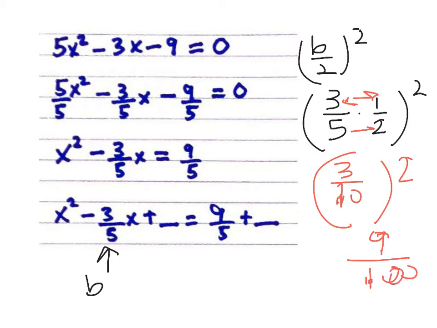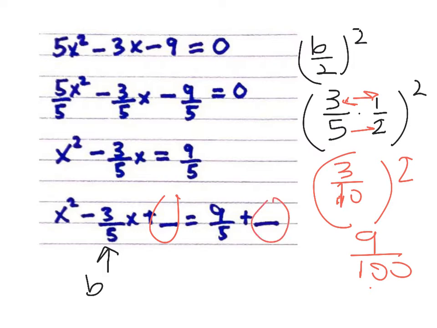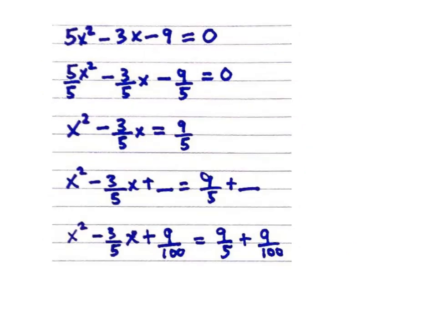Just don't mind my pen. So we're going to have 9 divided by 100. That is what will be placed in the blanks. The blanks will have 9 over 100. Here is the blank already filled up, 9 over 100. Now you know where it's coming from.